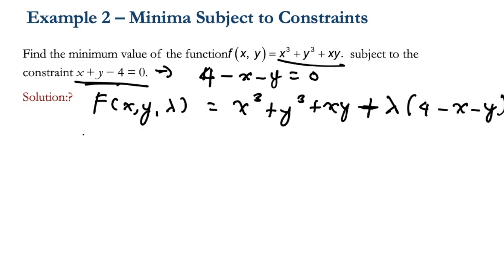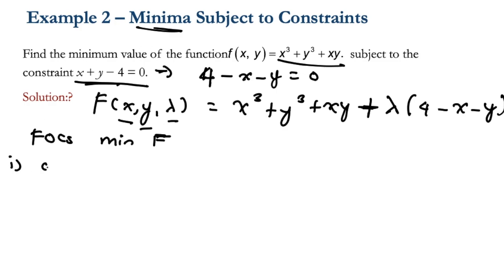Now, to solve it, we need to find the first order condition. Here we want to minimize f. First order condition we need to do 3 times. The first one is for x, the second one is for y, the third one is for lambda. So let's look at how we do it.